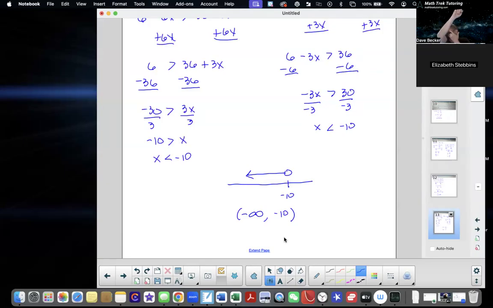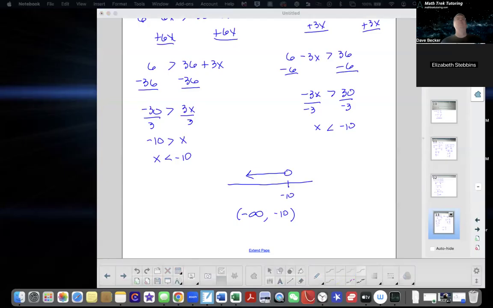And with interval notation, from left to right, you always start with the least number. Gotcha. You good? Yes. Awesome. All right.